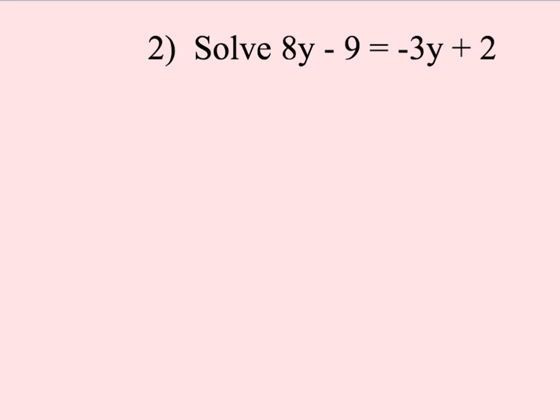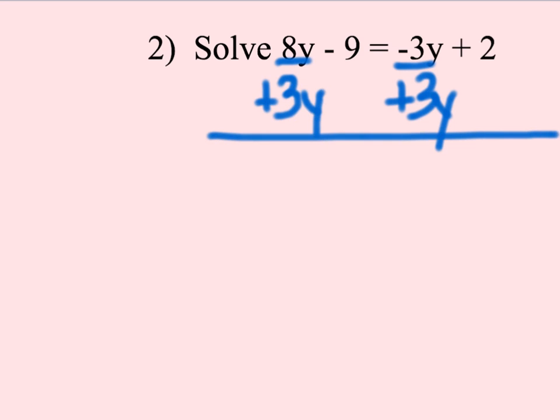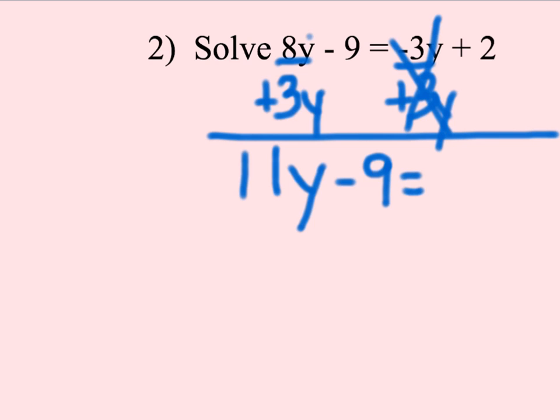In this example, we have an 8y and a negative 3y. So the negative 3y is smaller, and the way we get rid of negative 3y is by adding 3y. So I'm going to add 3y to both sides. 8y and 3y make 11y minus 9 equals, these two cancel, and I just get left with 2.